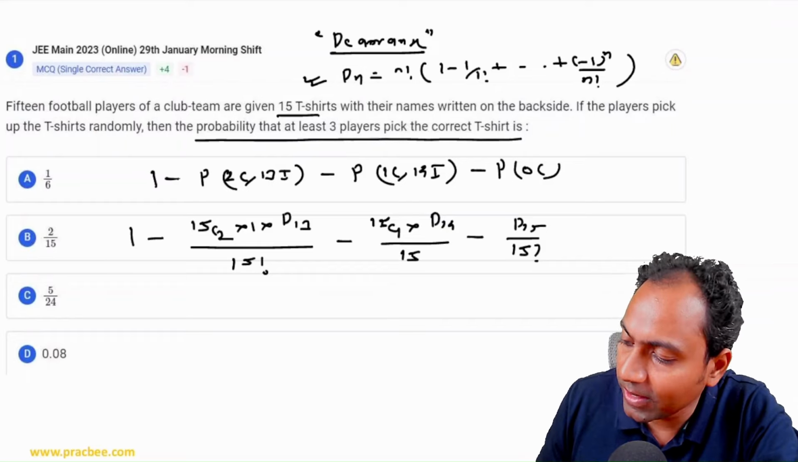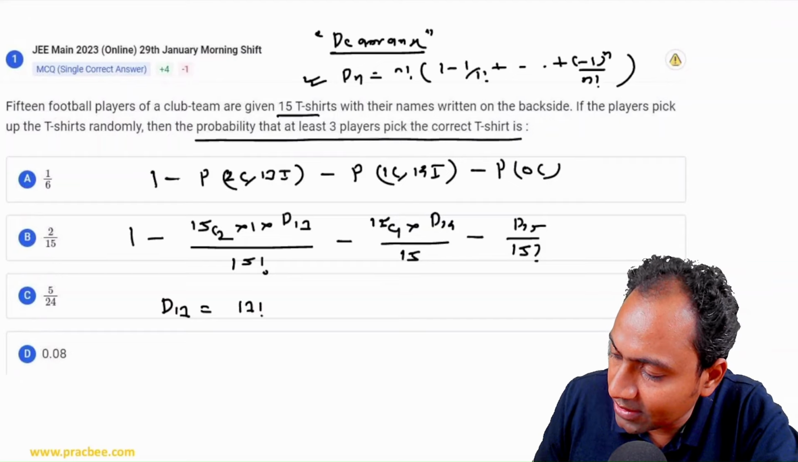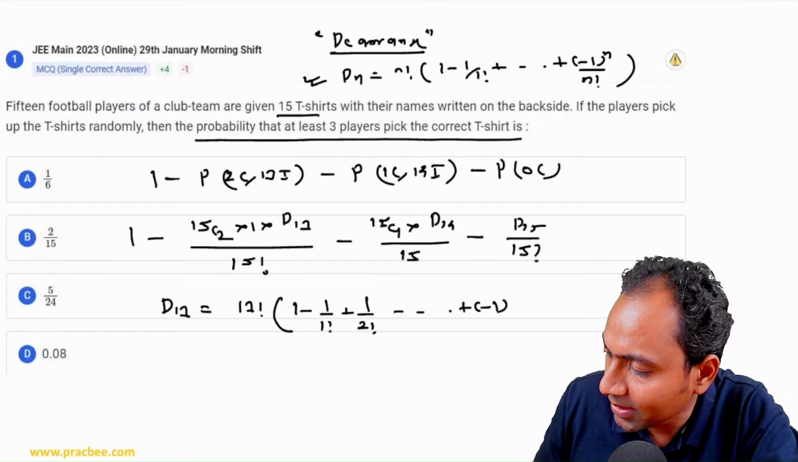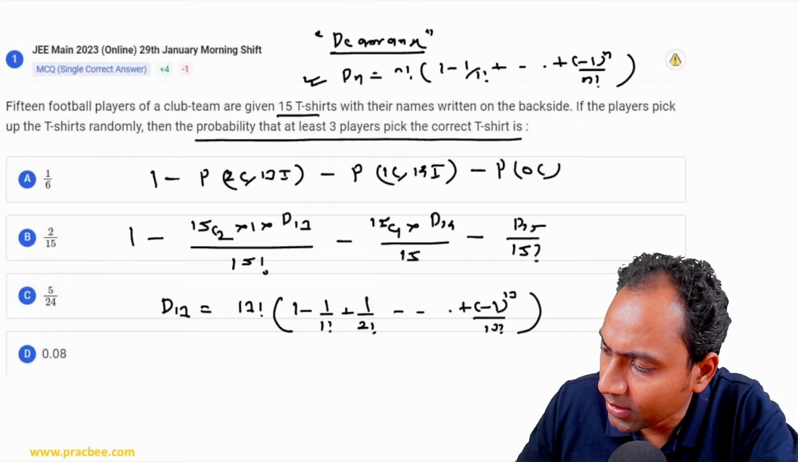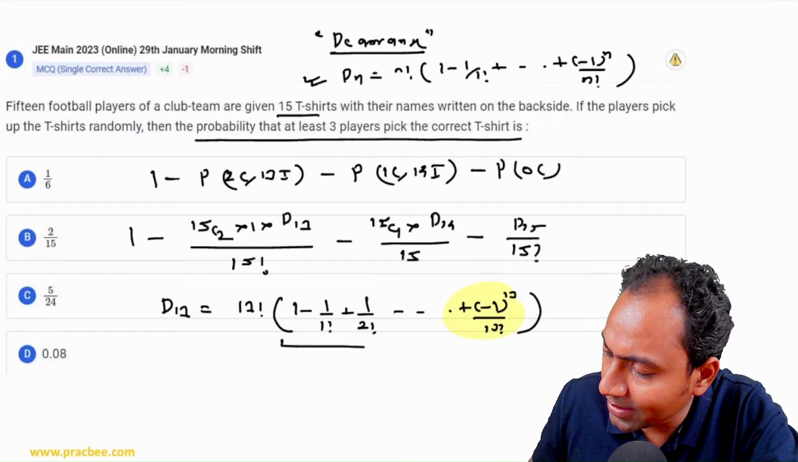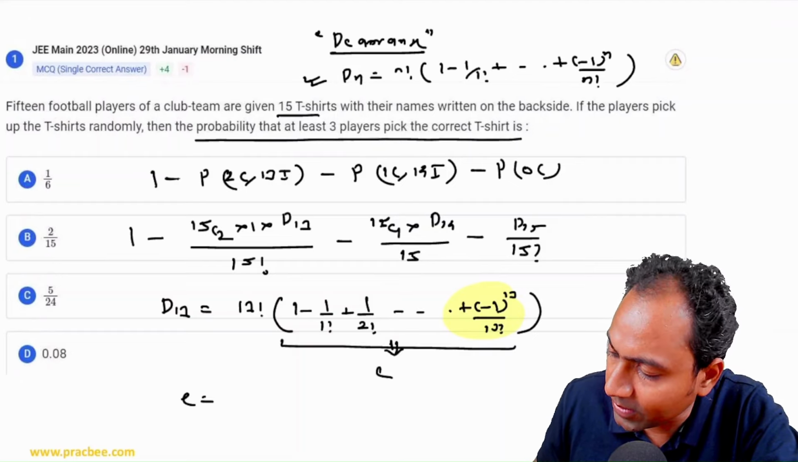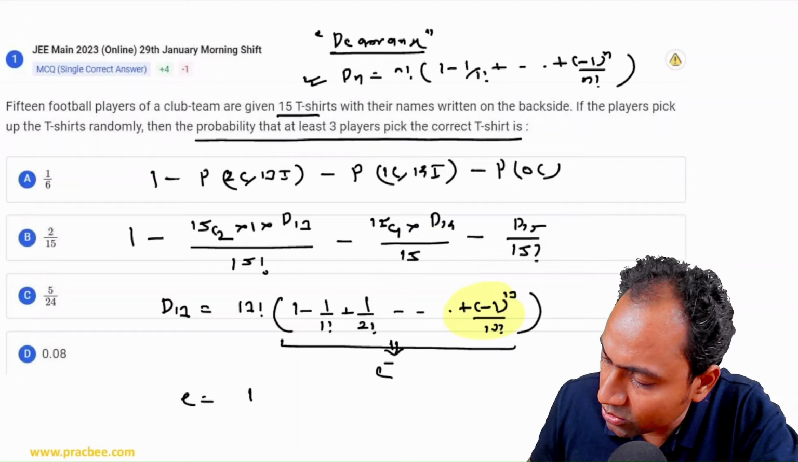So the approximation is, if you are writing D13, what you are actually writing is 13 factorial into 1 minus 1 by 1 factorial plus 1 by 2 factorial, and this will go till minus 1 raised to the power 13 by 13 factorial. So you can see that after a certain point, the contribution is really low. So I can approximate this series with e. Now what is e? If you write the expansion of e, it is, sorry, e raised to the power minus 1.